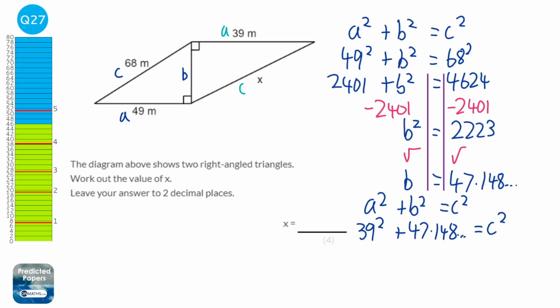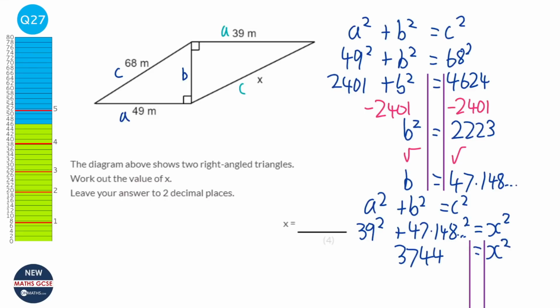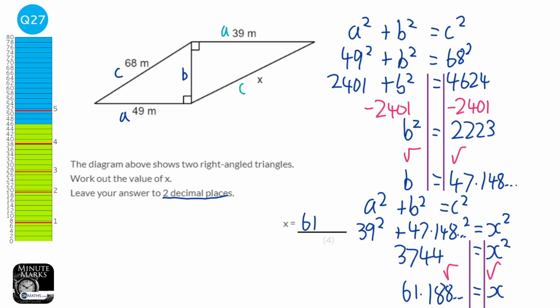And we're looking for C. In fact, we can call it X now. Okay, so we need to square that. So we do 39 squared plus 47.148 squared, and that will be 3,744 equal to X squared. And we'll just get our lines in because we need to square root both sides. And we get 61.188 and so on is equal to X. It says it wants it to two decimal places, so that will be 61.19.